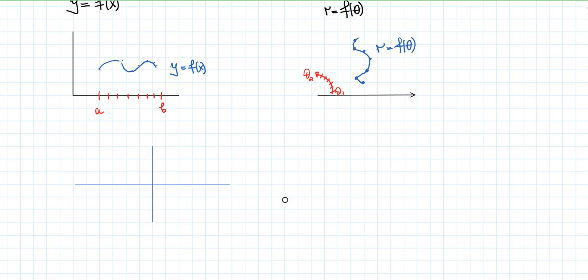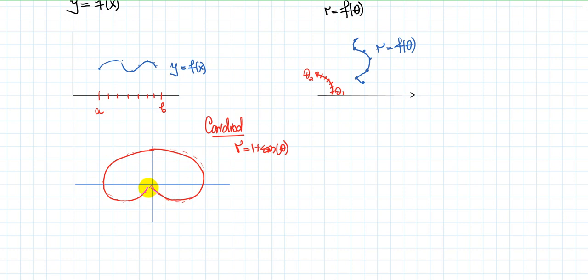What was the equation of the cardioid? So r is equal to 1 plus sine of theta. It's going to define this kind of curve, roughly. So it's going to be called a cardioid. It looks like a heart, so that is why it is called the cardioid.